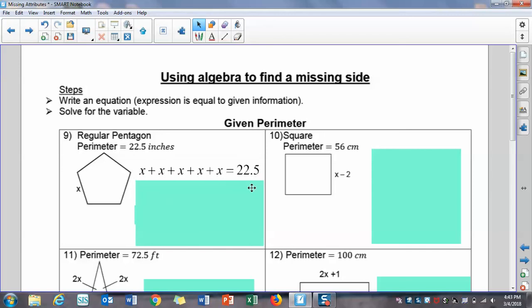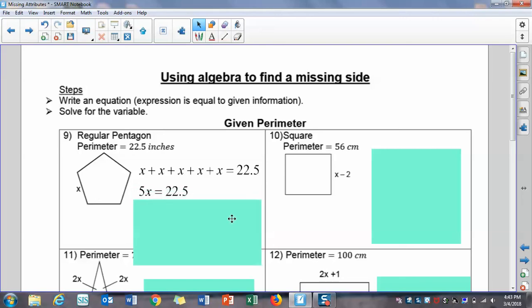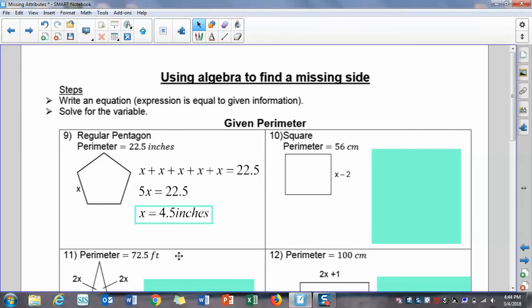So I have 5 x's that we're adding. We're going to combine our like terms to get 5x is equal to 22.5. Now we have a one-step equation. We want to divide both 5x and 22.5 by that coefficient of 5 to get 1x. And so our answer when we divide 22.5 divided by 5 would be 4.5 inches. So another way we can check is we can plug in that 4.5 in for x and then add 4.5 5 times or multiply it by 5 to check to make sure that we get 22.5 inches.